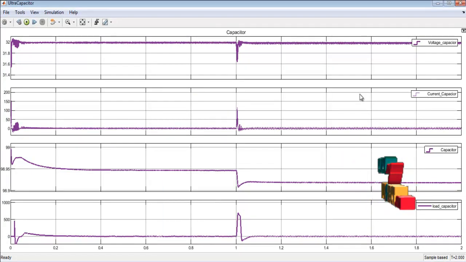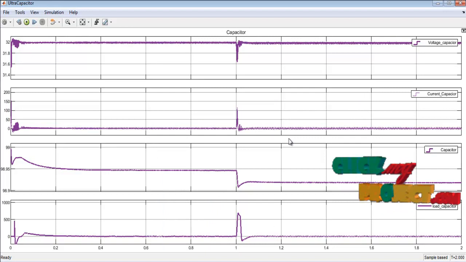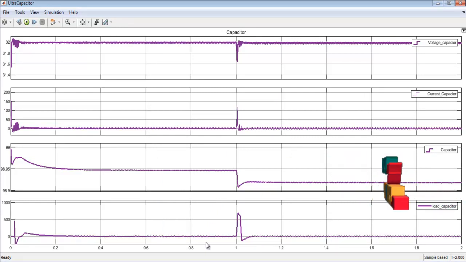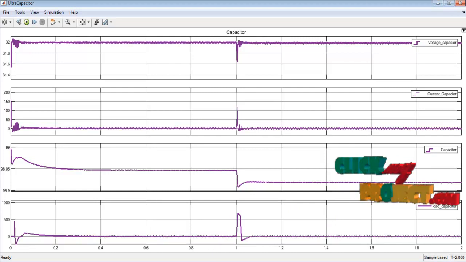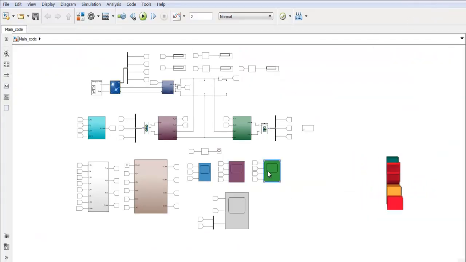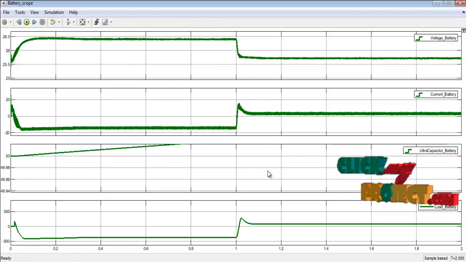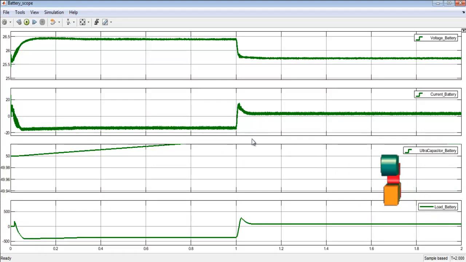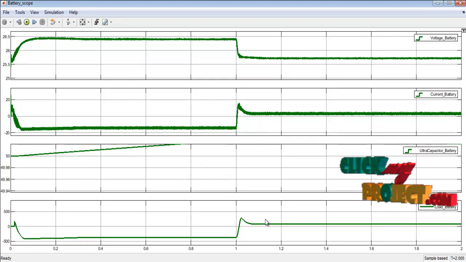This is the voltage of the capacitor, current of the capacitor, and the state of charge. This is the load of the capacitor. This is the voltage of the battery, and the current and state of charge of the battery. This is the load of the capacitor.